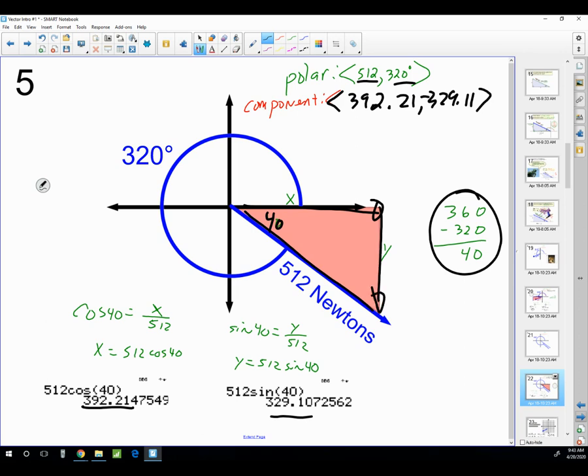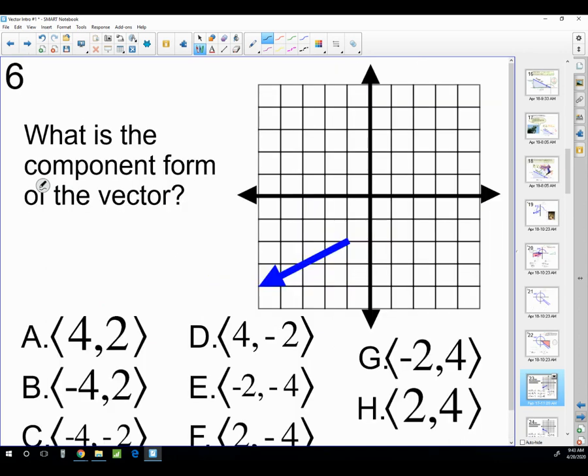Now I may ask that at Socrative. If I say number 5 at Socrative, what's the component form or rectangular form? Then type exactly that. No spaces, please. All right, so essentially what we just did is convert a polar form to rectangular or components, and then we want to do that the other way around.